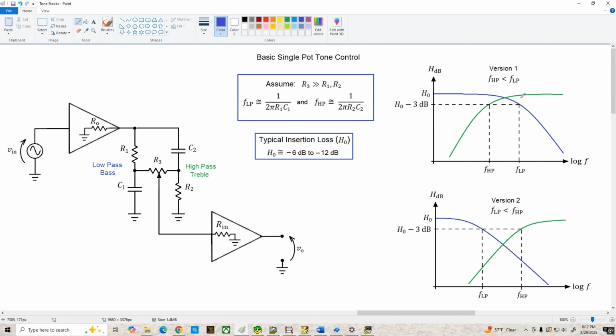Now, the curves I have here are nice for understanding what's going on in each side of the circuit, but what we really want to look at is the output here at the wiper of R3, and to do that we're going to use PSpice.